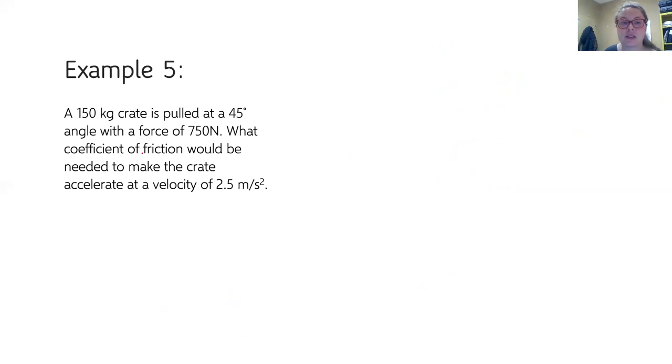All right. A 150 kg crate is pulled at a 45-degree angle. So we're going to assume it's pulled upwards. We can do a pull downwards, but that does not usually make a whole lot of sense unless we're moving something that's taller than we are, with a force of 750 newtons. What coefficient of friction would be needed to make the crate accelerate at 2.5 meters per second squared? So if I want to find the coefficient of friction, I'm going to need to figure out the force of friction.